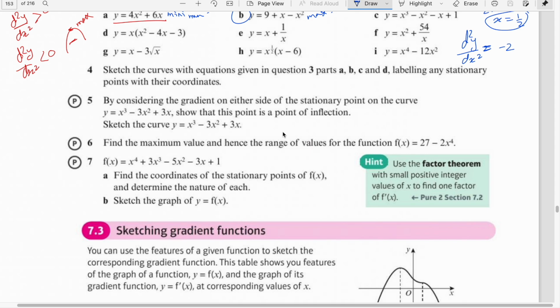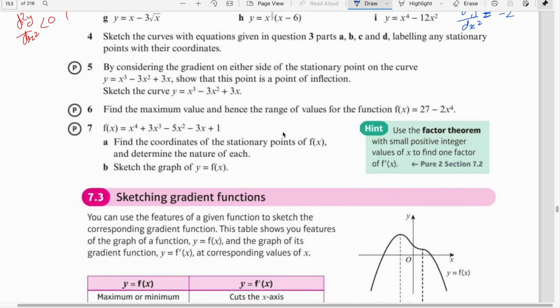Let's try question number 6. It says find the maximum value and hence the range of values for this function. So if the function is f of x equals 27 minus 2x^4, when we differentiate it, 27 is a constant and goes away. This is minus 4 times 2, which is 8x cube.